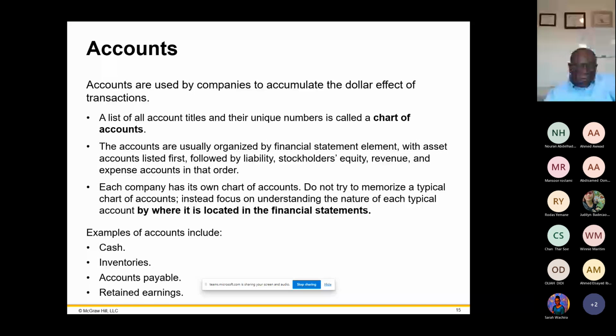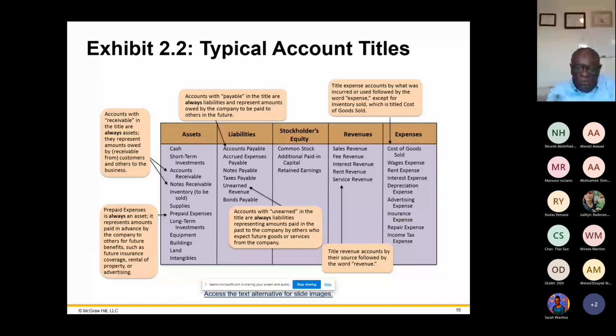Okay, typical account titles. We have gone through this, we have seen this in the balance sheet, so you can go through this on your own if you want to dig deep into knowing what each of these are. For example, you can see accounts receivable. An account with receivable in the title is always an asset. Like, for example, a company sells their goods on credit. Prepaid expenses, also the same thing. So all this you can go through. The major headings: asset, liability, stockholders' equity, revenue, and expenses.